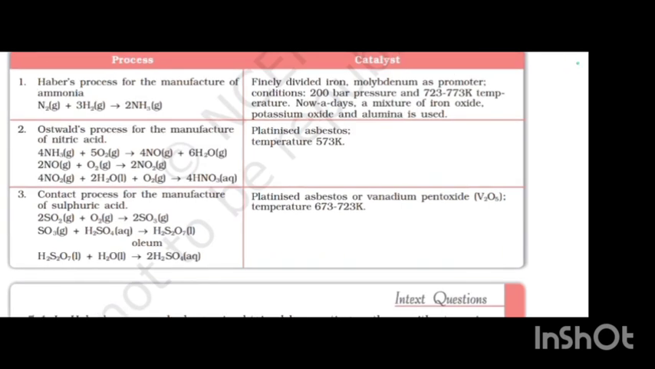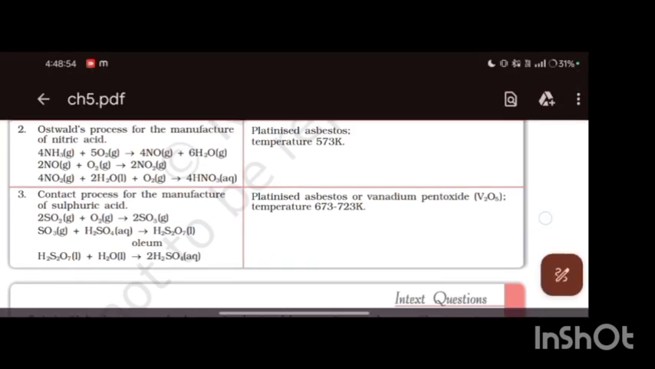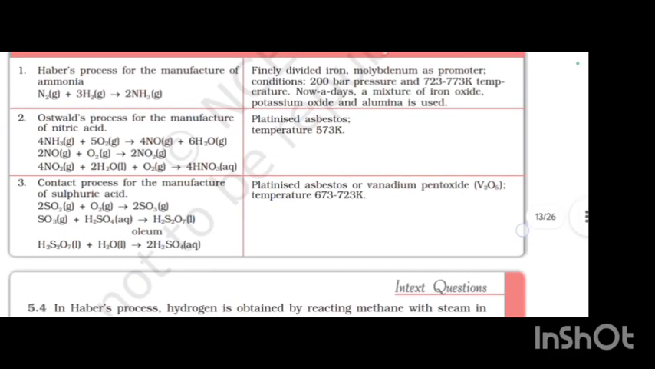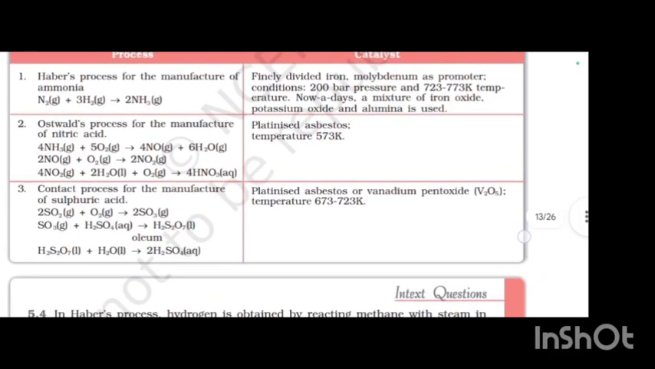Second process, Ostwald process for the manufacture of nitric acid: 4NH3 gas plus 5O2 gas gives 4NO gas plus 6H2O gas. 2NO gas plus O2 gas gives 2NO2 gas. 4NO2 gas plus 2H2O liquid plus O2 gas gives 4HNO3 aqueous. Catalyst: platinized asbestos. Temperature 573 Kelvin.